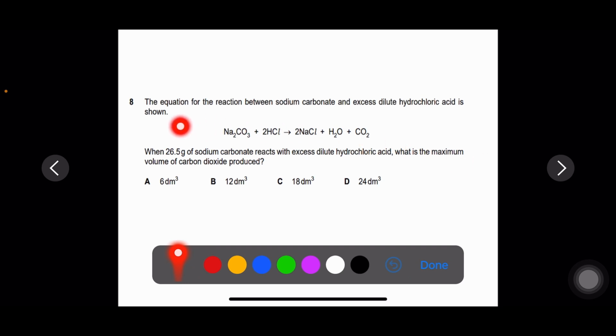Question number 8. The equation for reaction between sodium carbonate and excess dilute HCl is shown. When 26.5 gram of sodium carbonate reacts with excess dilute HCl, what is the maximum volume of carbon dioxide produced? I always tell you students that whenever you are given an information, here they have given you the mass of a reactant, just change it to the mole and then you will go to the moles ratio and later we will see what we are going to do. Number of moles equal to mass divided by molar mass of sodium carbonate.